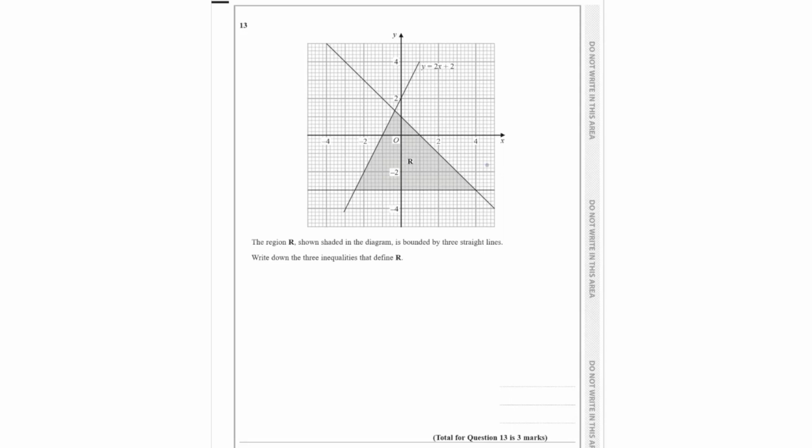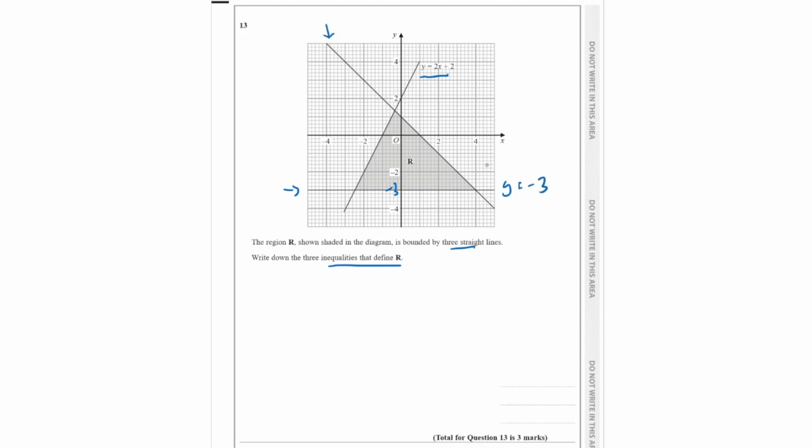The region R shown shaded in the diagram is bounded by three straight lines. Write down three inequalities that define the region R. Now, one of them is already given. We can find this one since it's pretty simple. It's on the y-axis and it's at -3, so that must mean y is equal to -3.